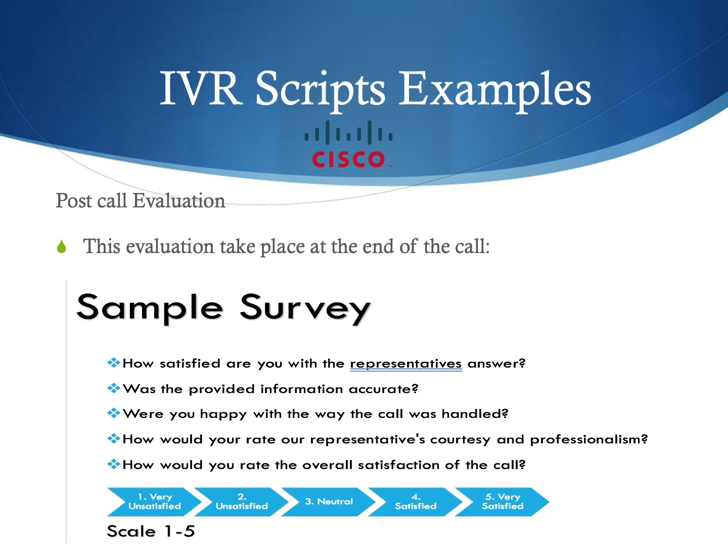Post-call evaluation. This evaluation takes place at the end of the call. The customer is transferred to another line that asks them a series of questions, or it can be just one question. How would you rate the overall service received? And the customer is given a scale of 1 to 5 option to choose from, where 1 is very unsatisfied, 2 unsatisfied, 3 neutral, 4 satisfied, 5 very satisfied. In the next slide, we'll see how the results are captured from the post-call survey.